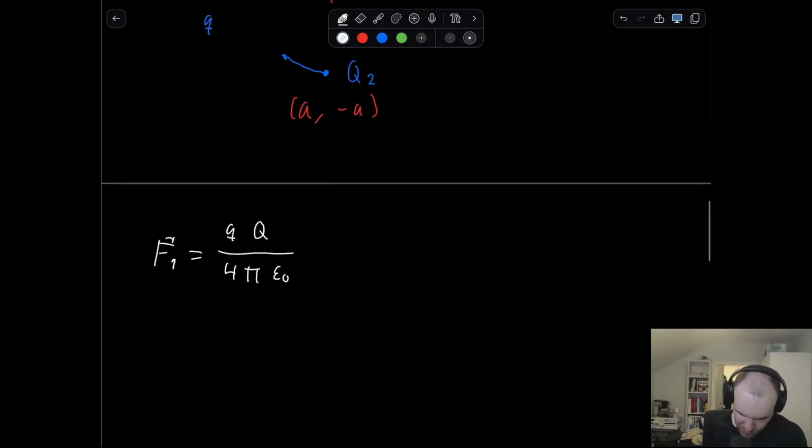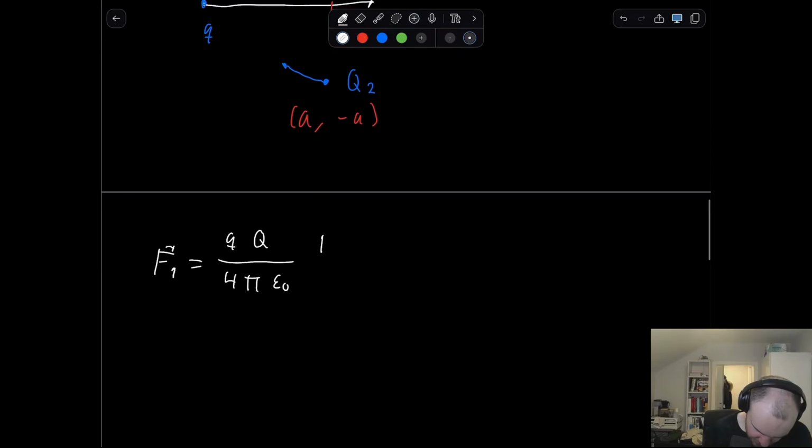Let's say, what do I want? Do I want the unit vector or the vector? Maybe R is better. Let's just write R. So the R vector and then R cubed, like that. Okay, and then we have Q and 4 pi epsilon 0.